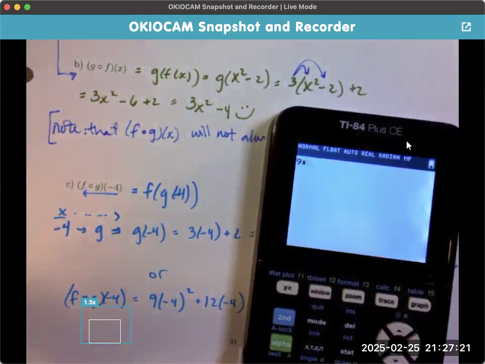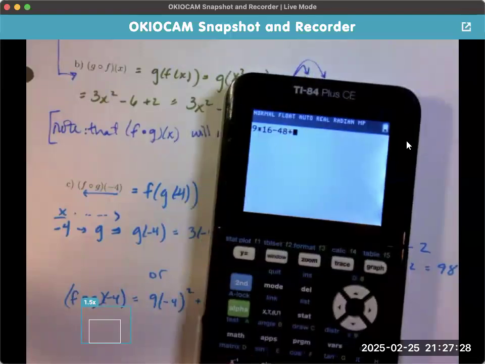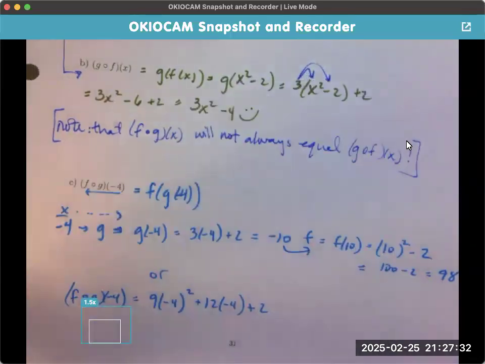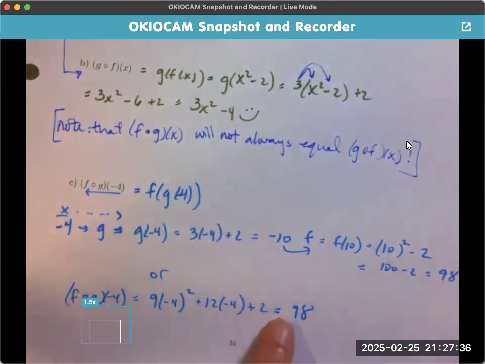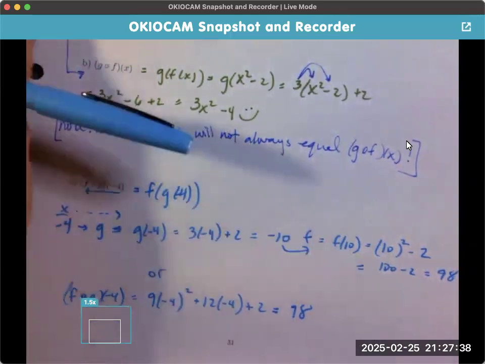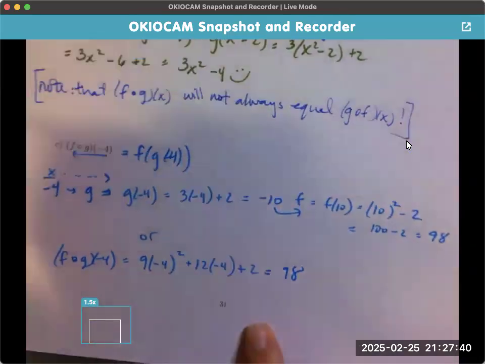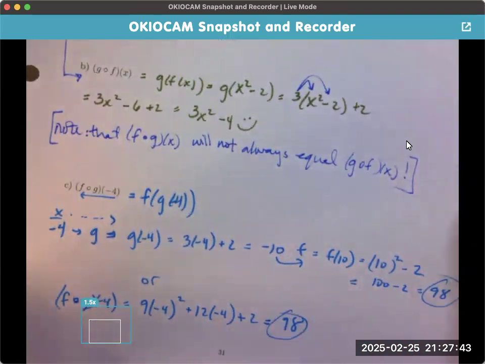So 9 times 16 minus 48 plus 2 is 98. That's just because I multiplied and took the sum of these numbers. So either way, both is perfect.